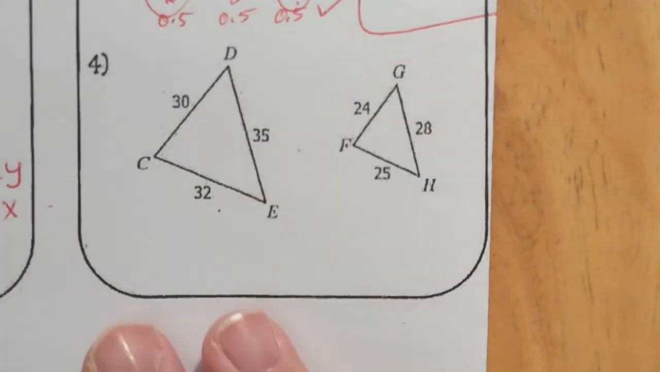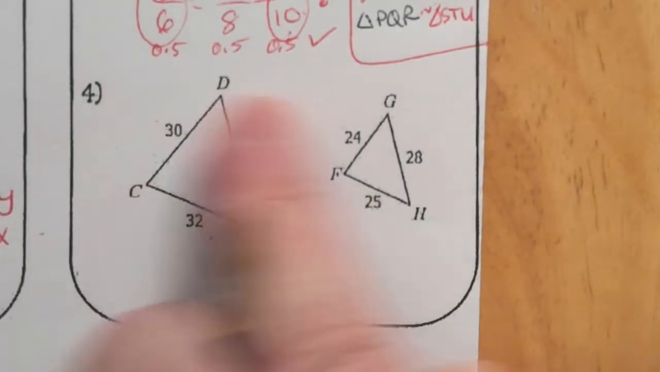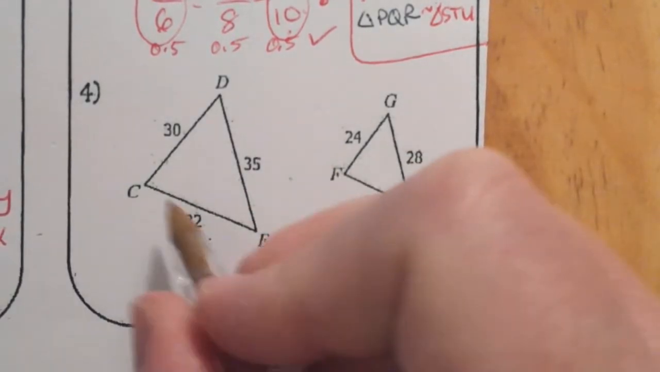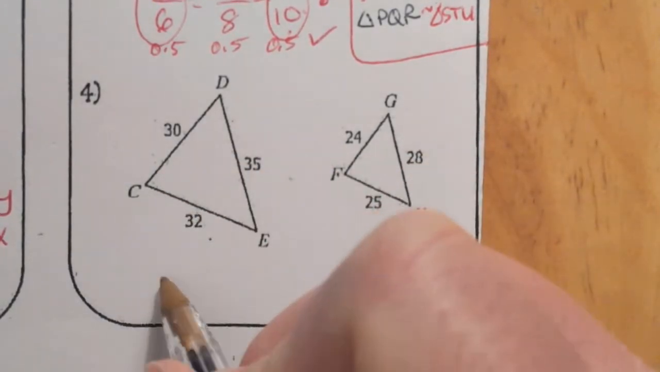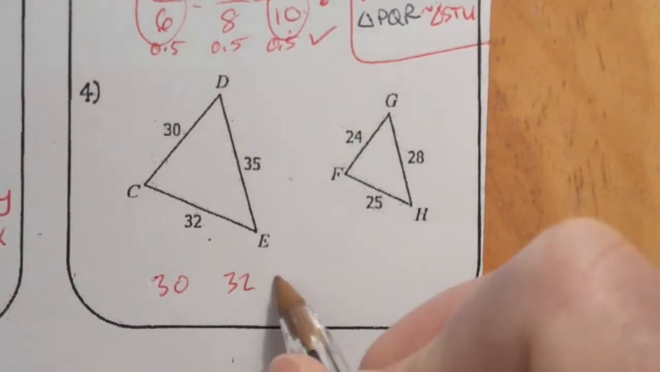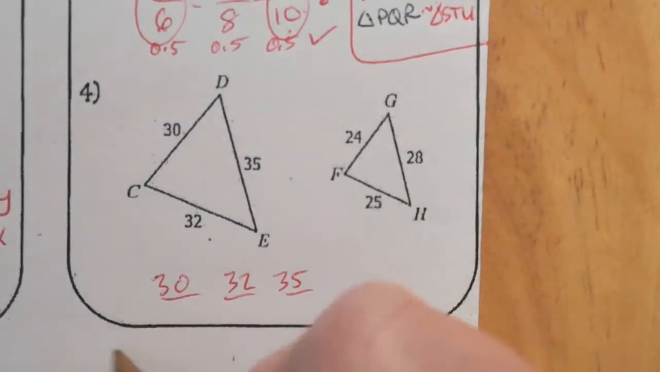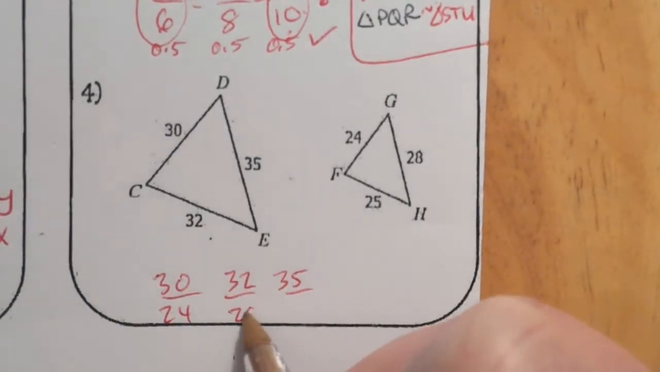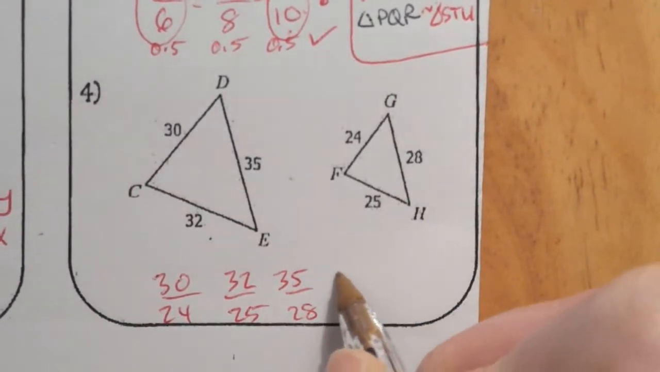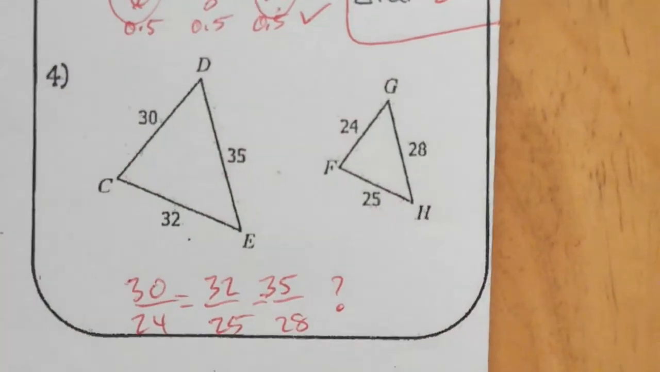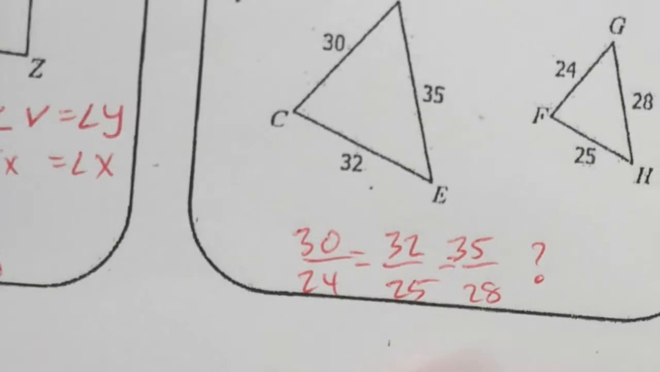All right, number 4. Okay, so all they did was give us all 3 sides, so we're probably going to use side, side, side similarity. All right, so write these from least to greatest. Okay, so if I go from least to greatest, that would be 30, 32, and 35. And that would be over, from least to greatest, 24, 25, and 28. So the question is, are those equal? Are the proportions equal? Meaning, are they proportional?